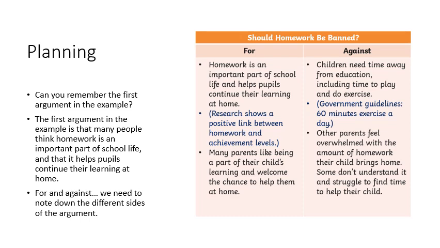We need to note down different sides of the argument. And on the right hand side here you can see a simple table with the statement at the top, should homework be banned, and two columns for and against. And here in bullet points we have the arguments both for and against.